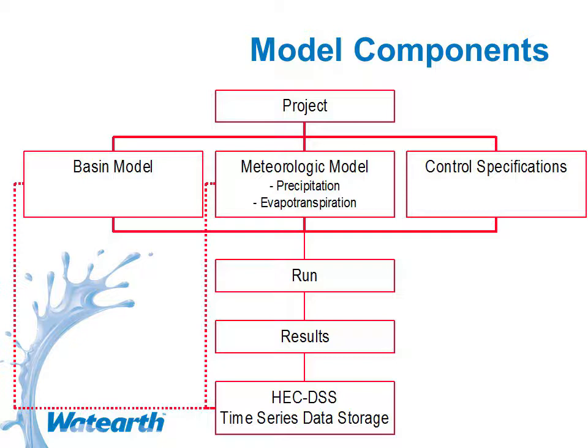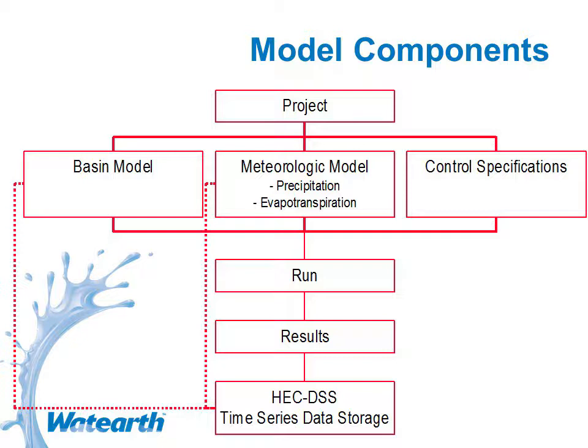But all the models are going to have a basin model. That's where we put in our geometric data and physical characteristics. They'll all have a meteorologic model. Primarily that's going to be precipitation, like your design storm event. But if you want gauge data from an actual historic event, you would incorporate that there, along with evapotranspiration data and so forth. And then they'll all have a control specification. The control specification says, hey, model, this event's going to run for X number of hours, and here's my time step.